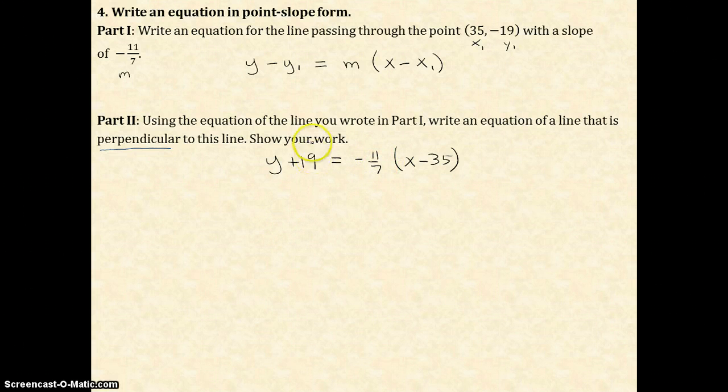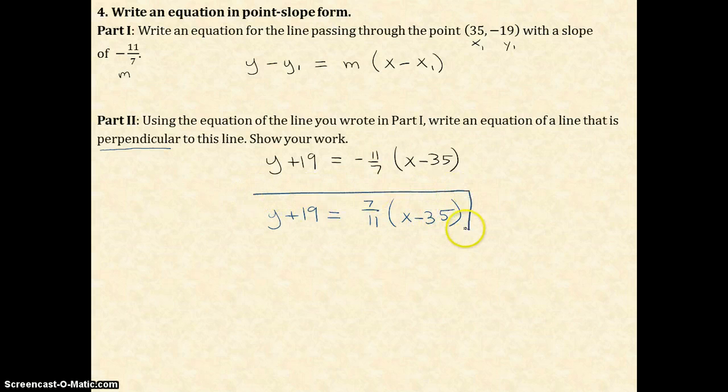So we could even have it going through the same point. So we can leave the y value of the point and the x value of the point alone and just change the slope to be perpendicular. Opposite of negative is positive, and the reciprocal of 11/7 is 7/11. So here is a line that's perpendicular to the line from part 1.